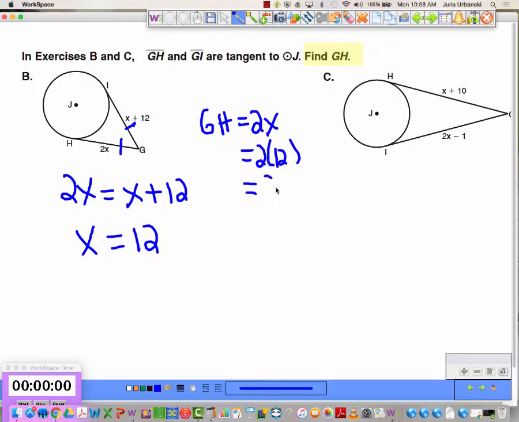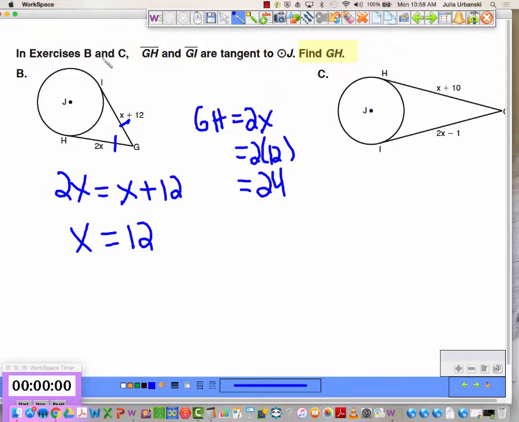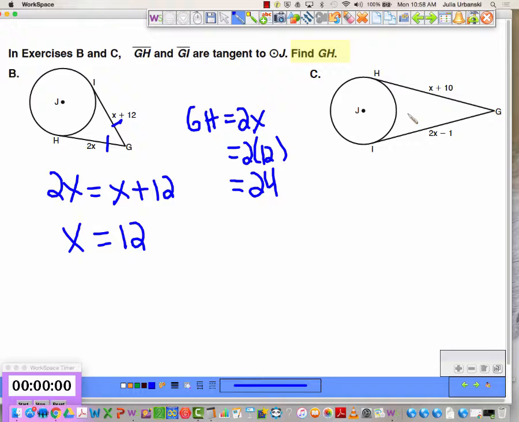All right, for the next one. Look for the clues. Every problem's not the same, but the rules are the same. Look for the clues based on the rules in this one. What do you notice? Here's an exterior point. What do you notice about these lines? They're both tangent, which makes them both congruent.